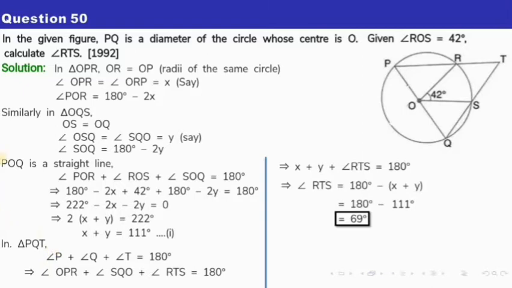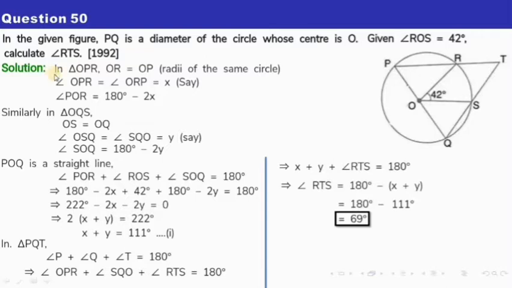The question says, in the given figure, PQ is the diameter with center O. Now given is angle ROS, that is this angle, is 42 degrees. So we need to calculate angle RTS, that is, we need to calculate this angle. Let us see how to do this sum.